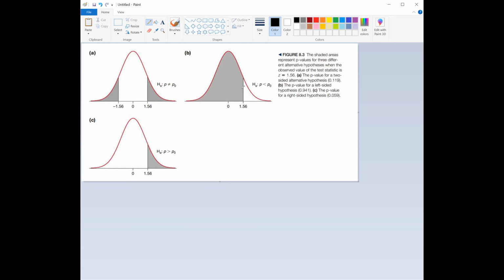All right. If you have a one tail that's to the left, then you take your test statistic, and you want to find the area under the curve that is to the left of it. So in this case, it's 1.56.